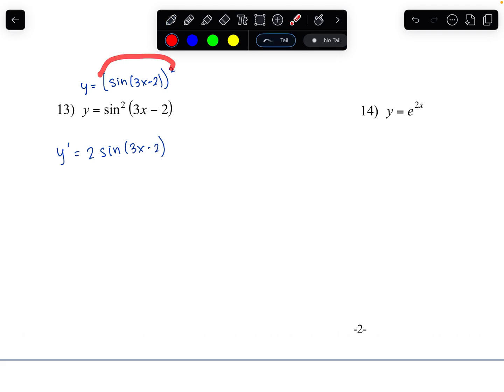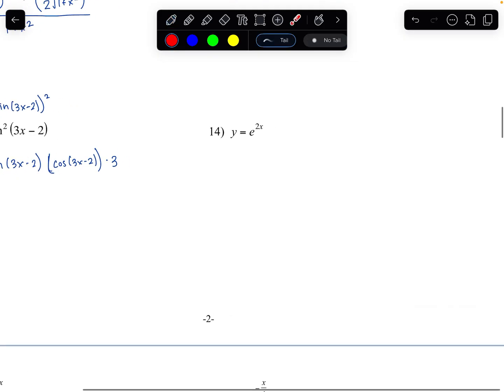Oh wait, I haven't even done the chain rule yet. So there's going to be the first chain rule when I take the derivative of sine of 3x. So that's going to be times by cosine of 3x minus 2. Then I'm going to have to go inside of that and take the derivative of 3x minus 2, which would be 3.